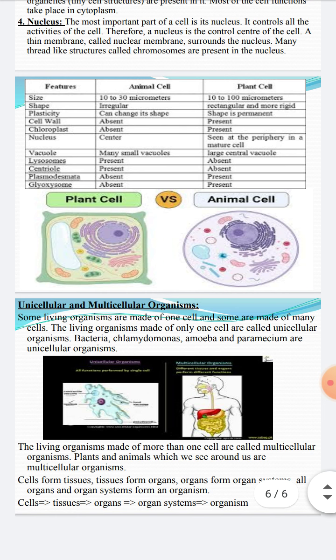What is the difference between unicellular and multicellular organisms? Some living organisms are made of one cell and some are made of many cells. The organisms with one cell are called unicellular organisms. Examples are bacteria, amoeba, paramecium, etc. The organisms made up of more than one cell are called multicellular organisms, like plants, animals, and human beings.